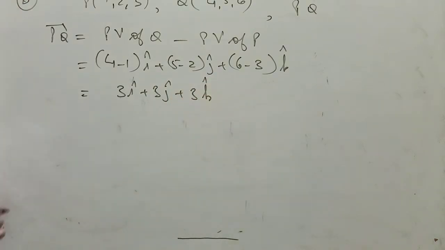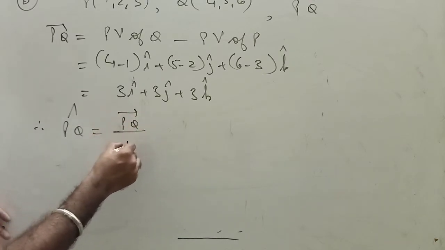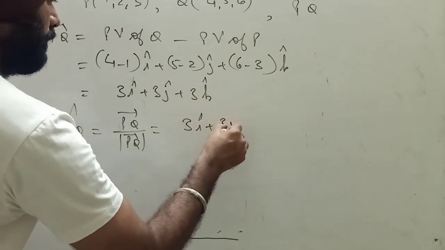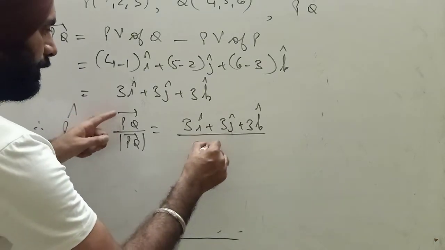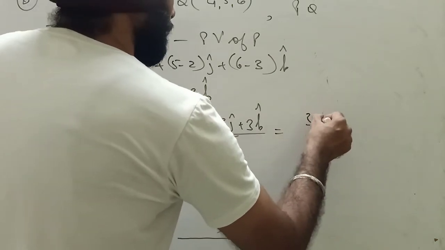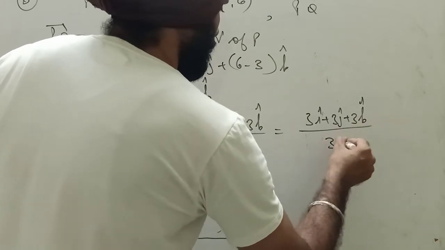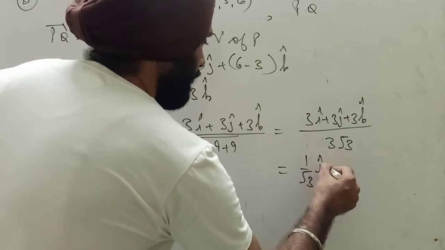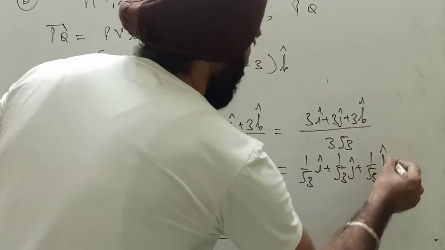So this is the given vector. Therefore unit vector PQ cap is PQ vector over its magnitude, 3i plus 3j plus 3k divided by magnitude, root of 9 plus 9 plus 9, that is 3 root 3. 3i plus 3j plus 3k divided by 3 root 3. So separate this. So this is equal to 1 by root 3 i cap plus 1 by root 3 j cap and 1 by root 3 k cap. So this is the unit vector.